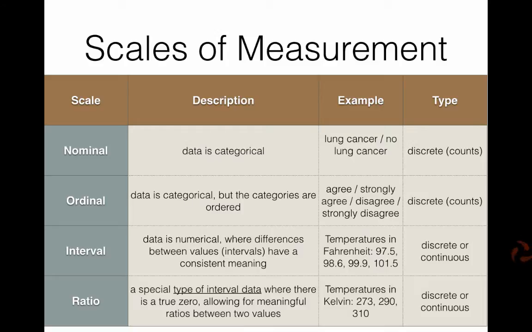The second scale listed is ordinal, where the data are counts from ordered categories. Survey responses such as agree, strongly agree, disagree, or strongly disagree are examples of ordered categories.